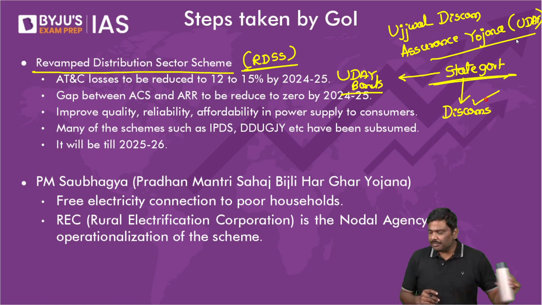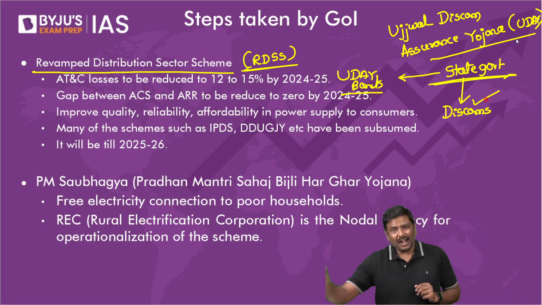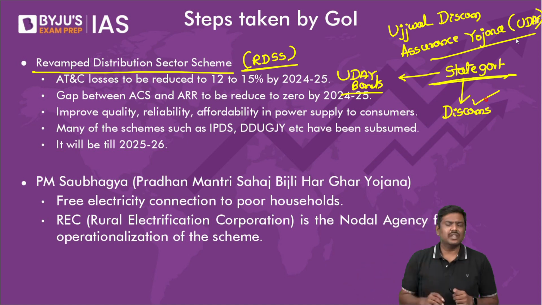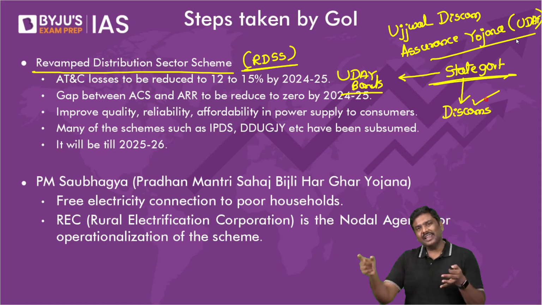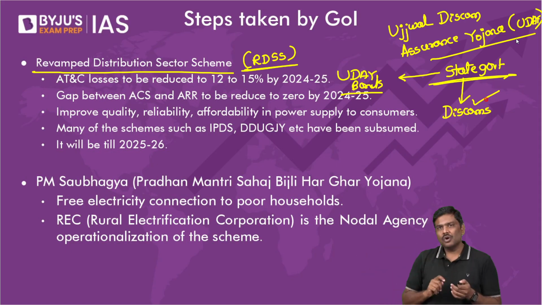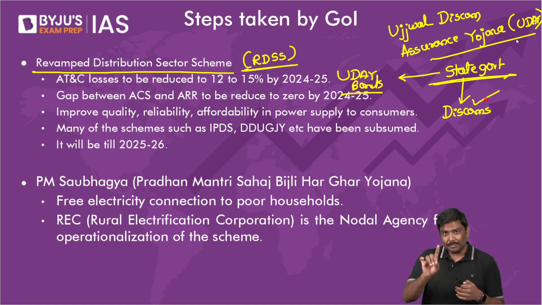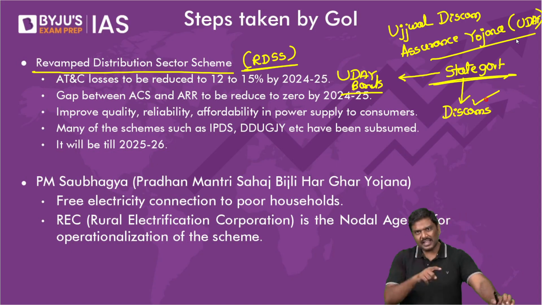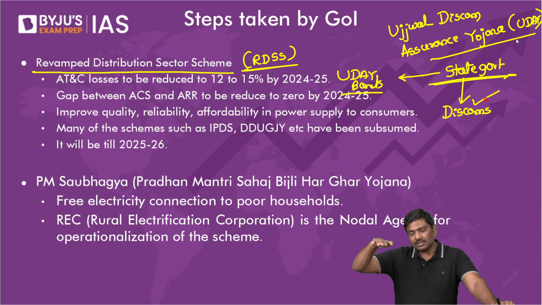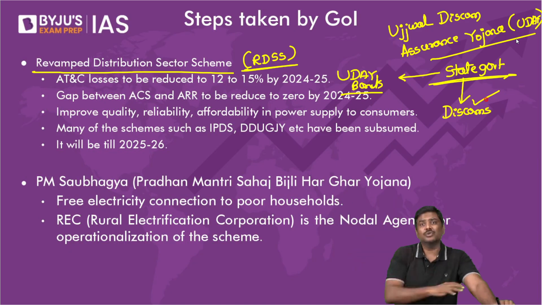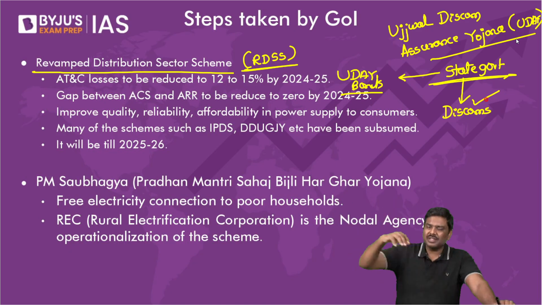This scheme was actually implemented by the central government, but under the Uday scheme, targets were given. What kind of targets? The gap between ACS and ARR must be reduced to 0. All of you understand the importance of this? I'll repeat it again. The gap between ACS and ARR must be reduced to 0. And the AT&C losses, which are very high, should be brought down below 18%, below 17%. These targets were not met by the states. They were not able to meet these targets.